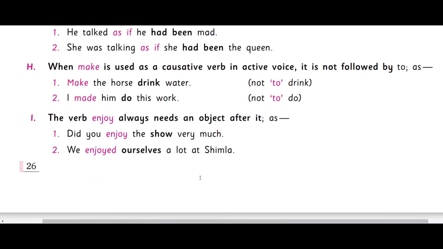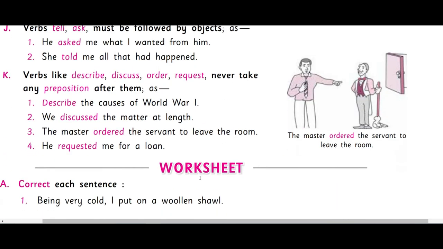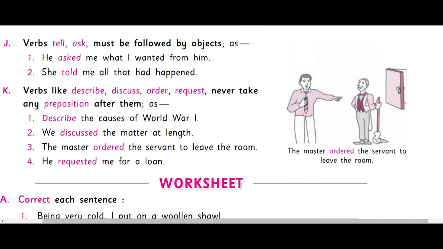The verb enjoy always needs an object after it. Did you enjoy the show? Did you enjoy very much? That is wrong. We enjoyed ourselves a lot at Shimla. That is fine. We have a few more examples. The verbs tell and ask must be followed by objects. So we cannot use asked to. That is wrong. It is immediately followed by an object. He asked me. She told me. One object should be compulsory. He told me. He asked me.